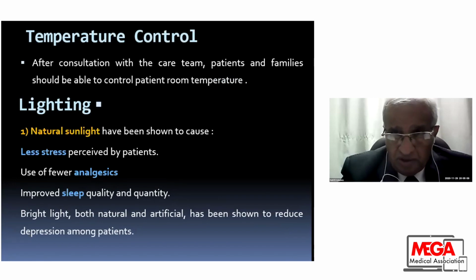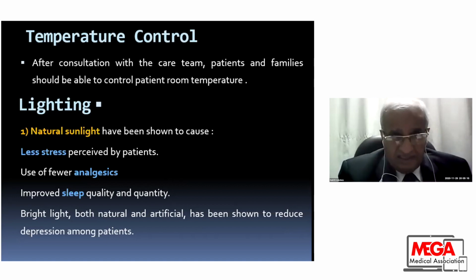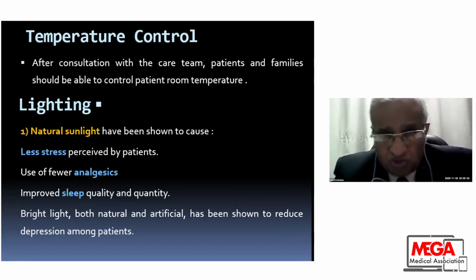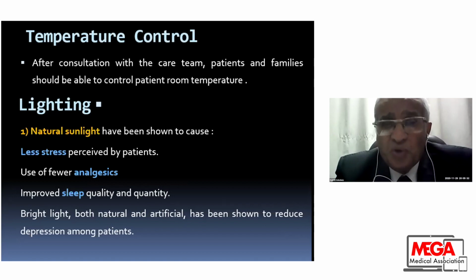Temperature control. The patient and the families should be able to control the patient room temperature. As regards lighting, we've got four sources of light. First of which is natural sunlight. This has been shown to cause less stress perceived by the patient, and in the meantime, using fewer analgesics, it improves the sleep quality and quantity.